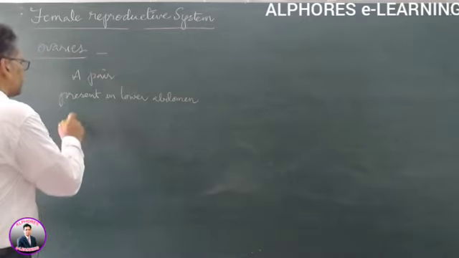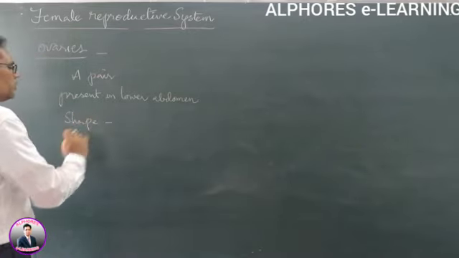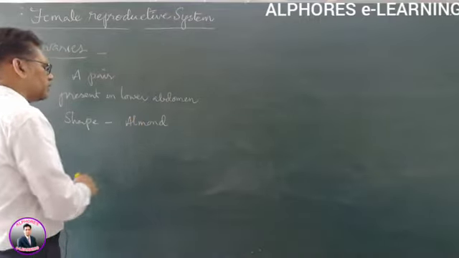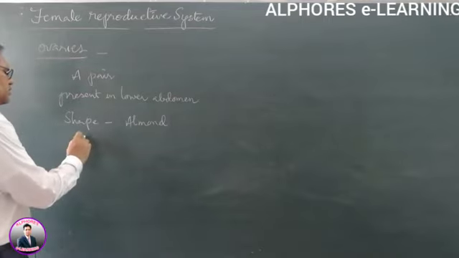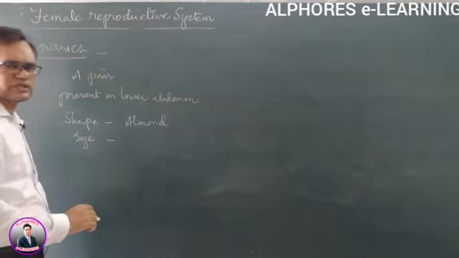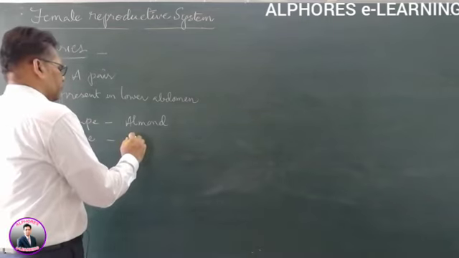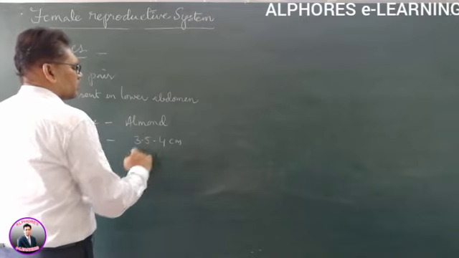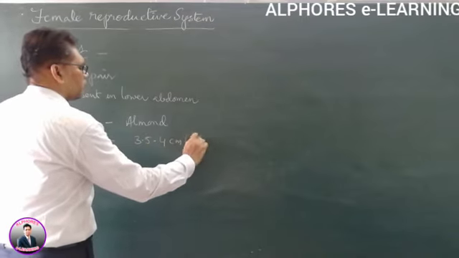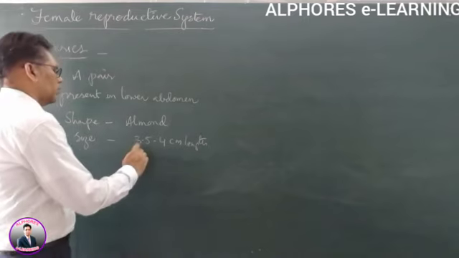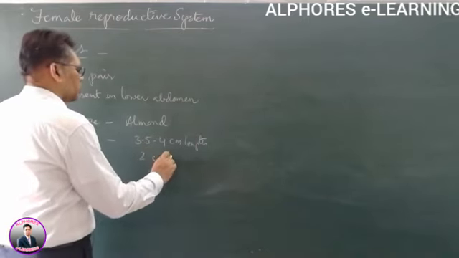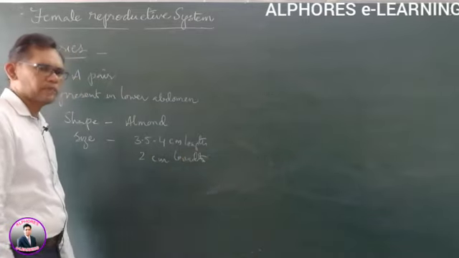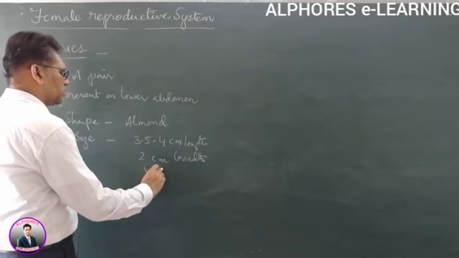Their shape is almond shaped. The size is nearly 3.5 to 4 centimeters in length, 2 centimeters in breadth, and 1 centimeter thick.